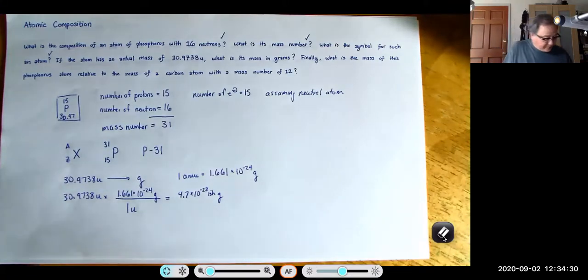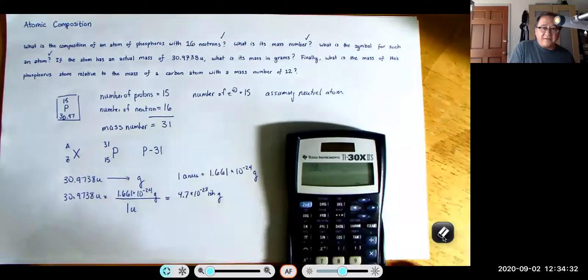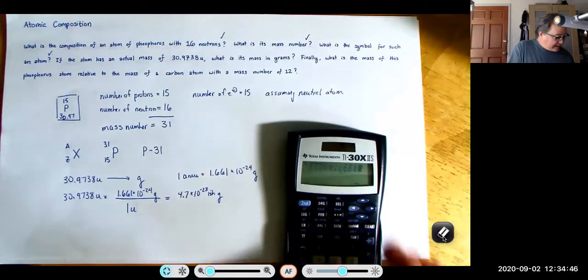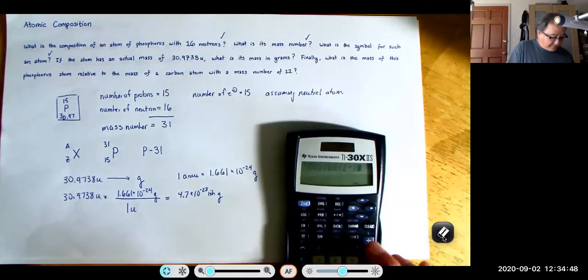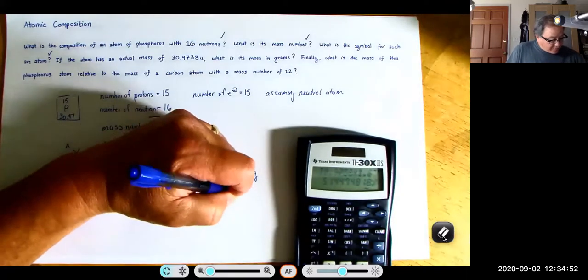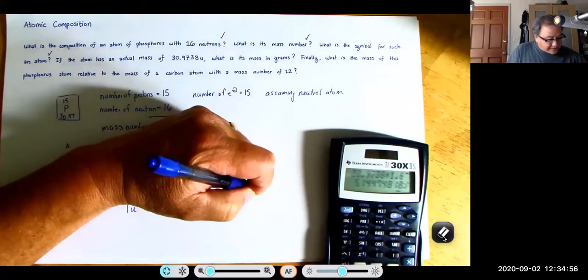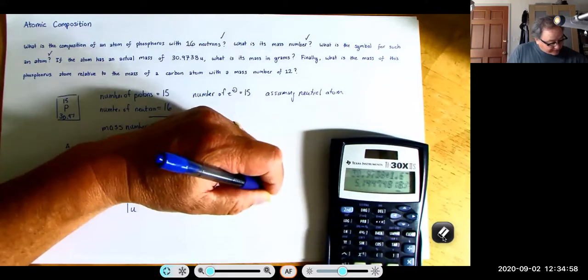So here's my calculator. Here's the 30.9738 times 1.661 second EE negative 24. And we get, the actual answer is 5.145 times 10 to the minus 23 grams.